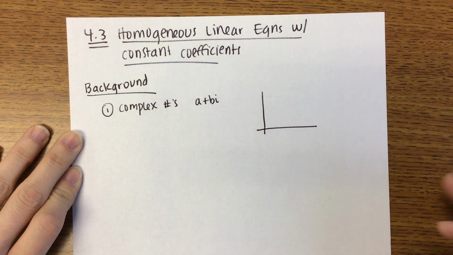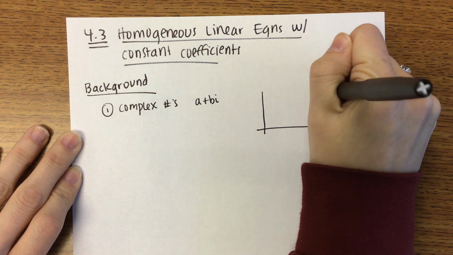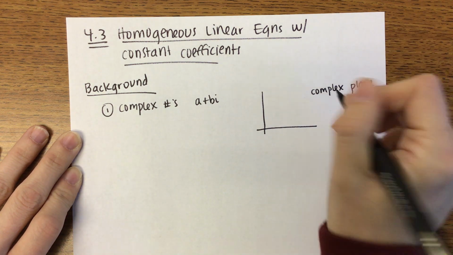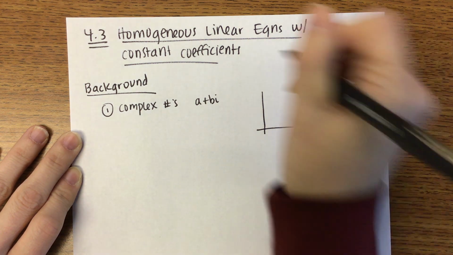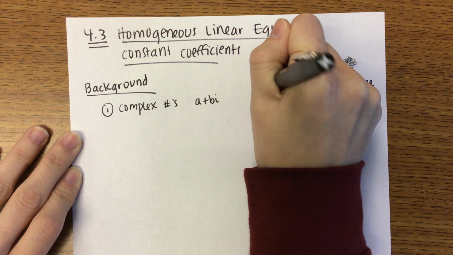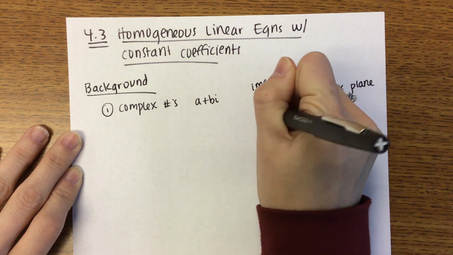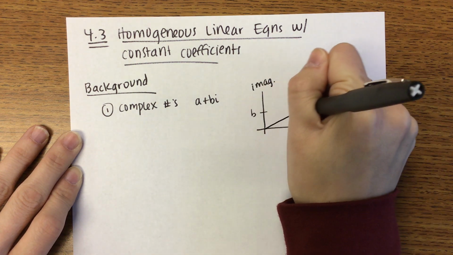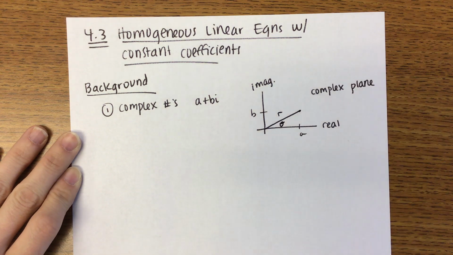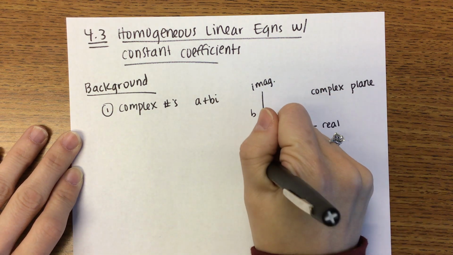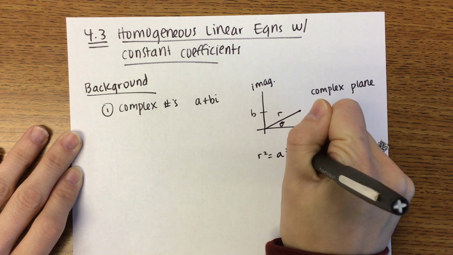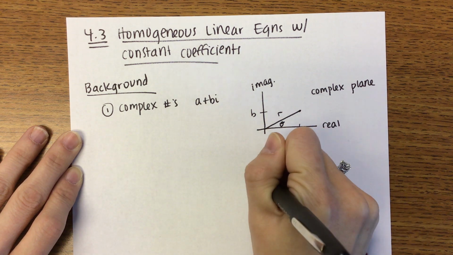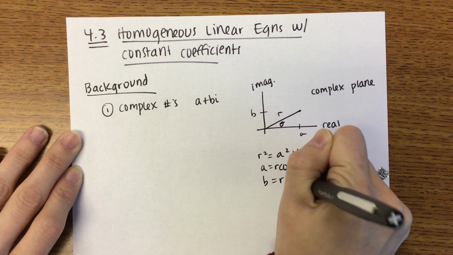We can graph these complex numbers in what's called the complex plane. This you may not have seen before. The x-axis is considered the real axis. The y-axis is considered the imaginary axis. So you'd go over a and up b. This is your r, this is your theta. A few things to remember. r squared is equal to a squared plus b squared. a is equal to r cosine of theta. b is equal to r sine of theta.